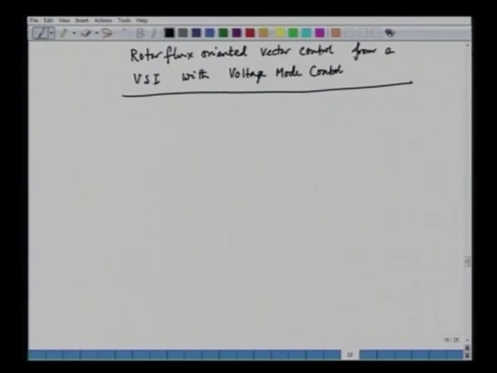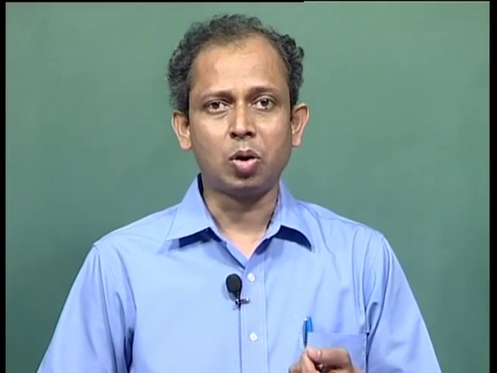Please remember that it is not only true for VSI, it can also be for a cycloconverter. Say for example, if we want to feed an induction motor from a cycloconverter, and the cycloconverter is essentially a voltage fed system, we can operate the cycloconverter in voltage control mode and use this technique to have vector control. So, let us see how this is implemented.